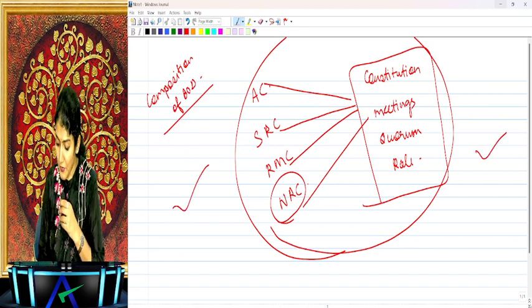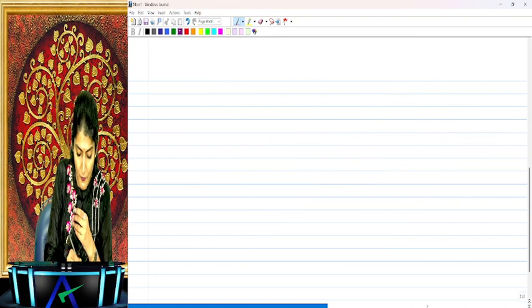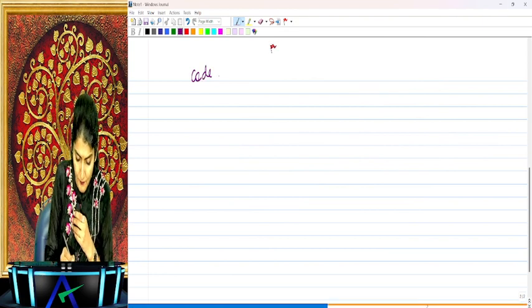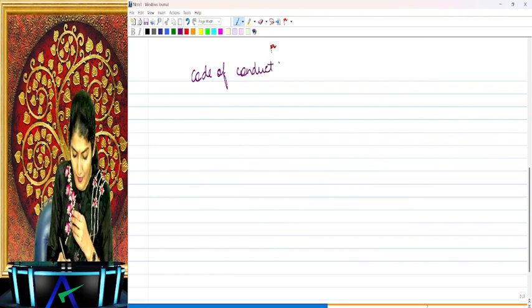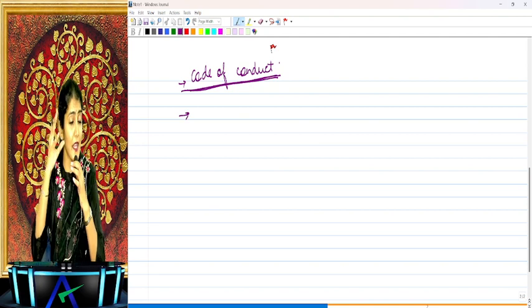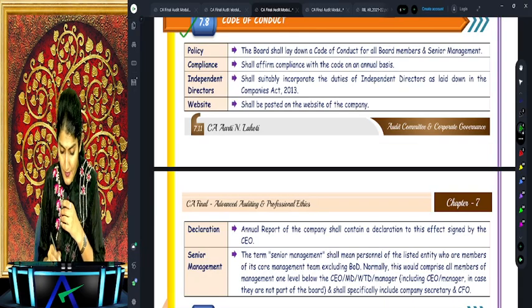Yes. Now coming to part 2 of the chapter, wherein the first point we are talking about is the code of conduct, meaning how to behave. What is the code of conduct? What is the behavior which is expected of the senior management and the directors of the listed entity? So what does it say?